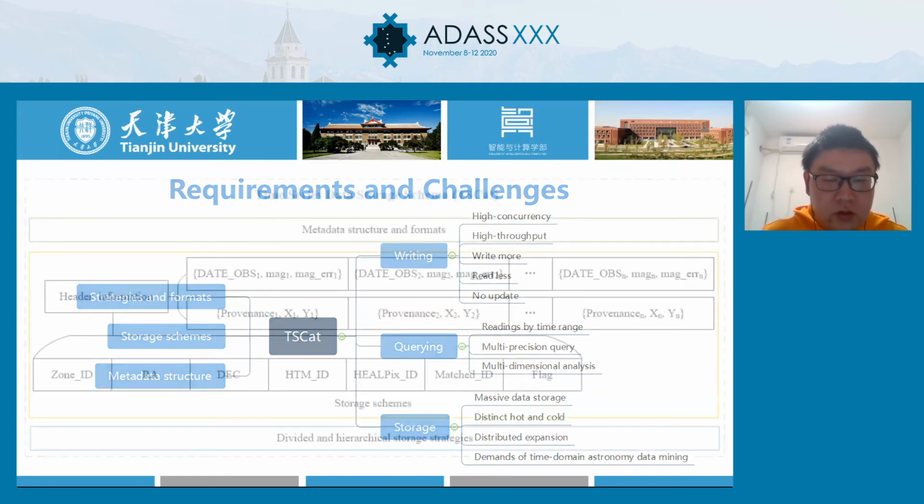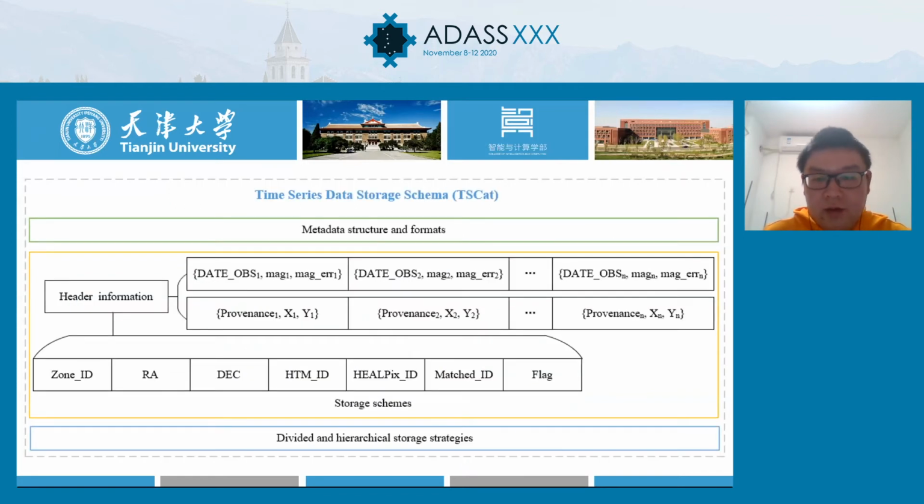This figure shows the overall architecture of TSCAT. The common information for the same celestial objects needs to be stored only once at the beginning, followed by time series tuples.